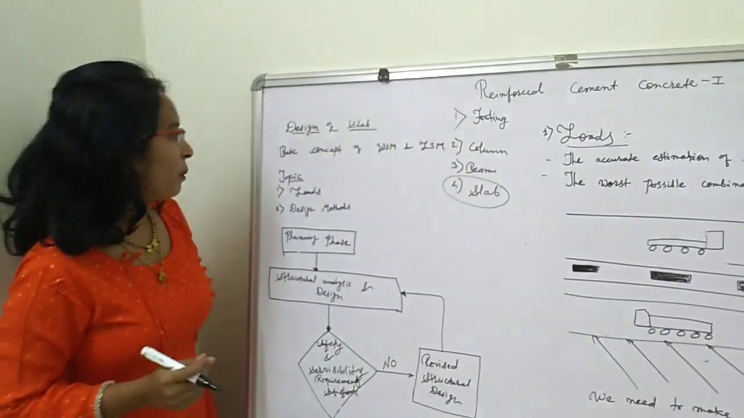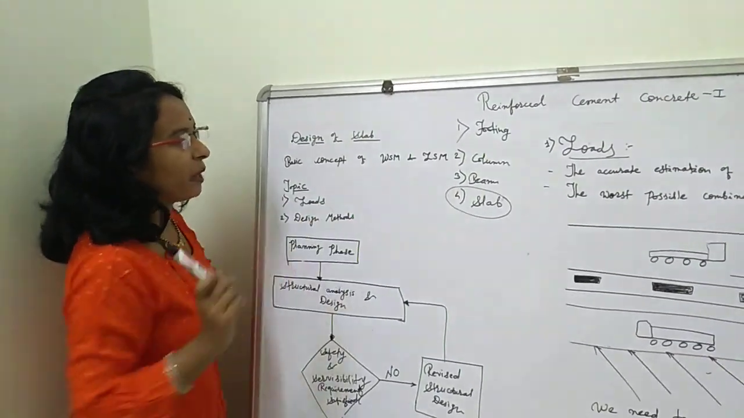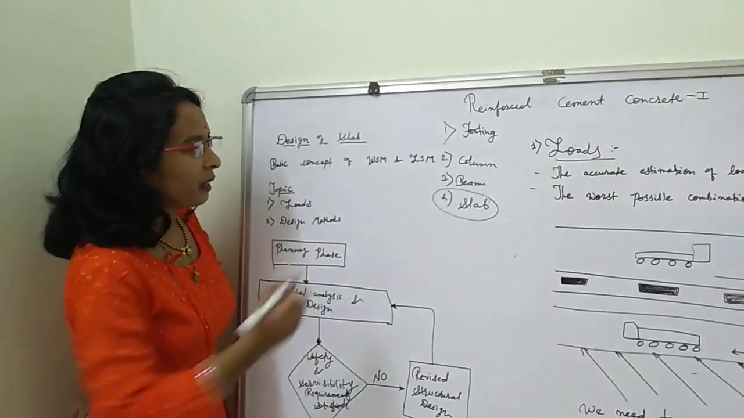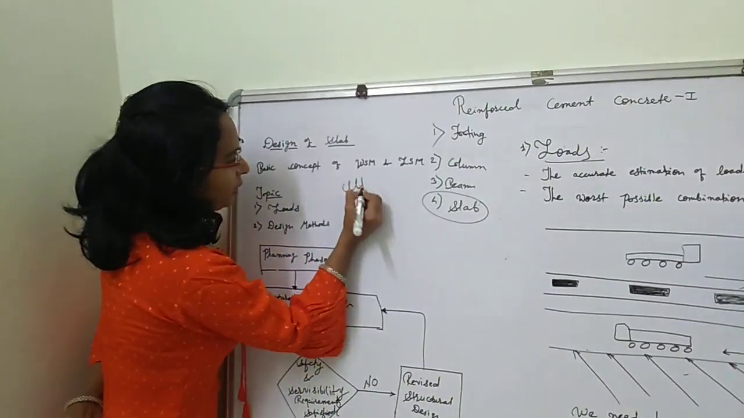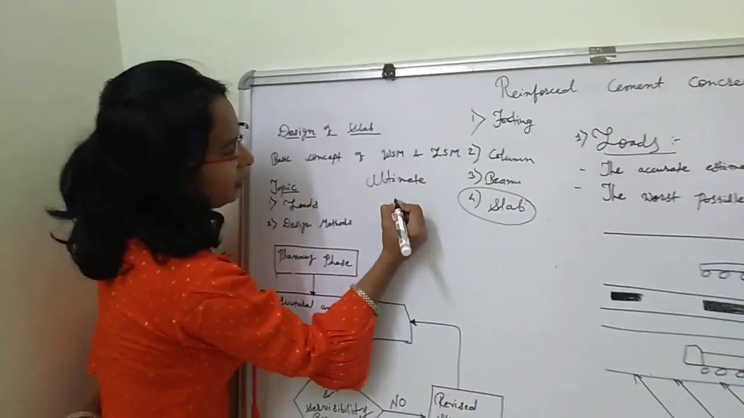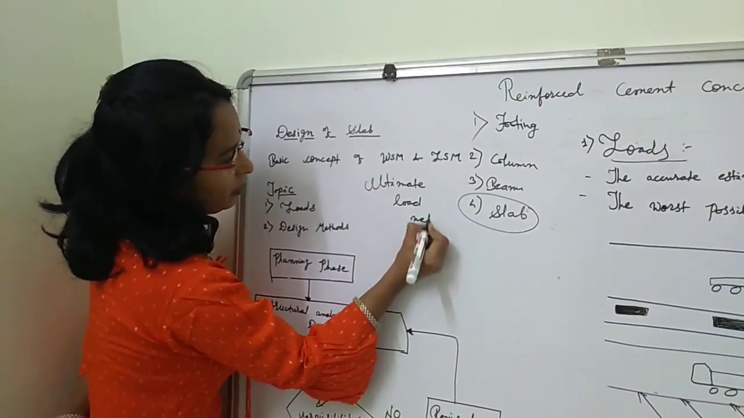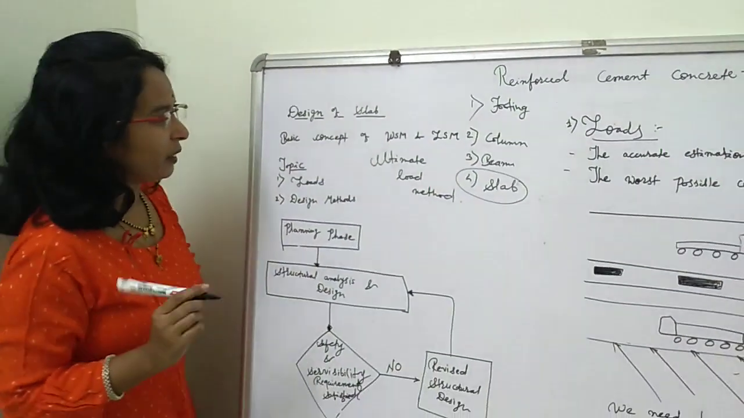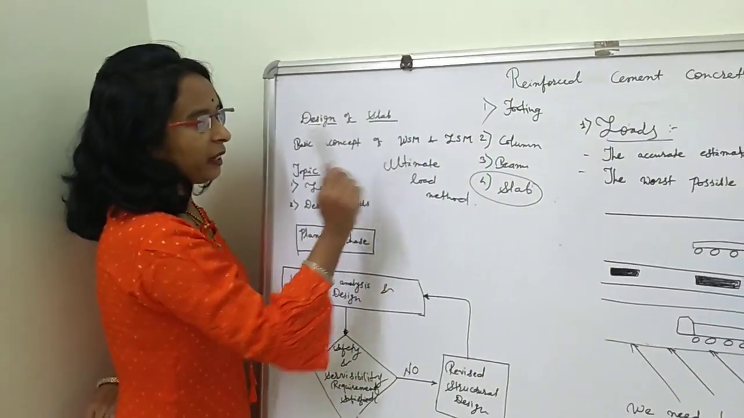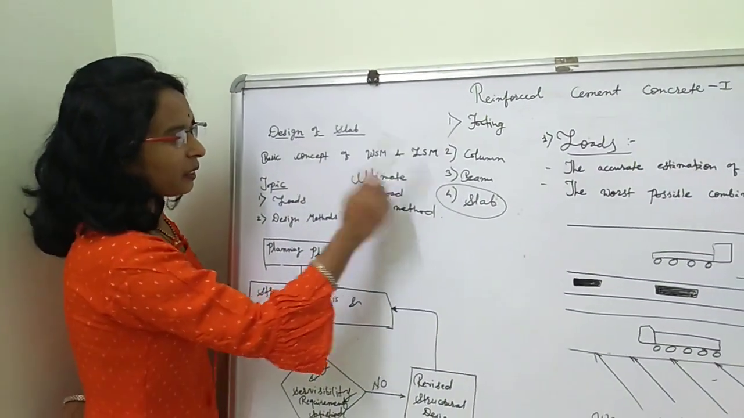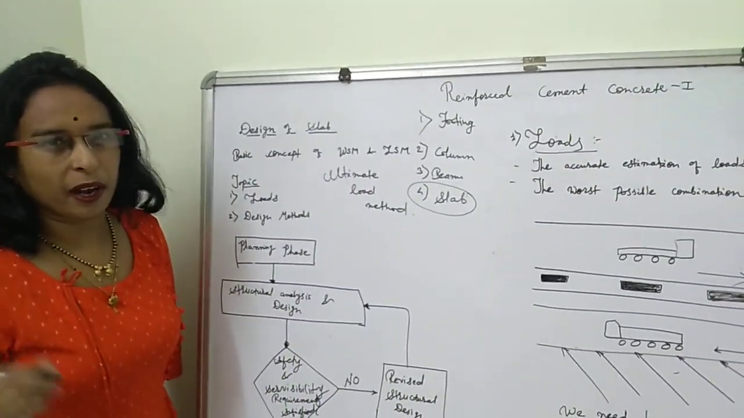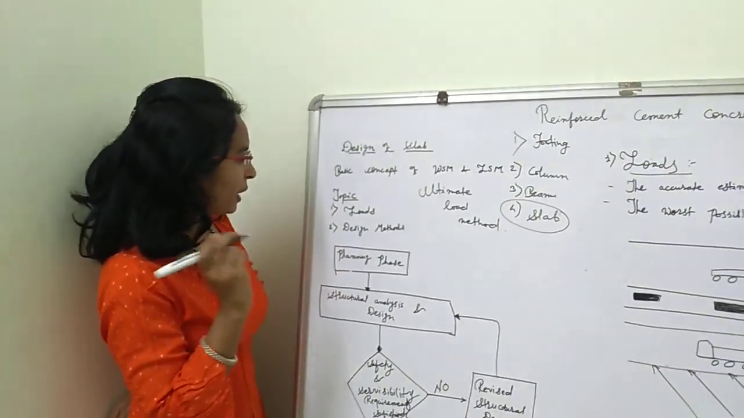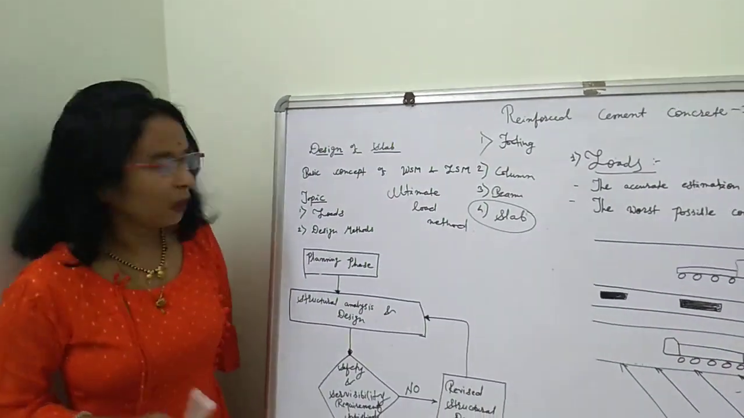Before design of slab, basic concepts of design methods are necessary. Some methods are WSM, working stress method, limit state method and ultimate load method. In working stress method, the factor of safety is 3 for concrete and in limit state method, the factor of safety is 1.5, as we are having awareness about that factor of safety. The topics I am going to cover today are loads and design methods.